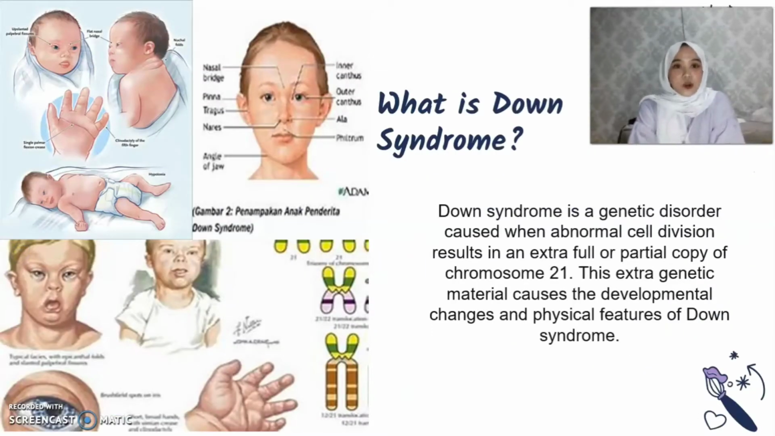What is Down syndrome? Down syndrome is a genetic disorder caused when abnormal cell division results in an extra, full or partial copy of chromosome 21. This extra genetic material causes the developmental changes and physical features of Down syndrome. And for your information, Down syndrome varies in severity among individuals, causing lifelong intellectual disability and developmental delays.